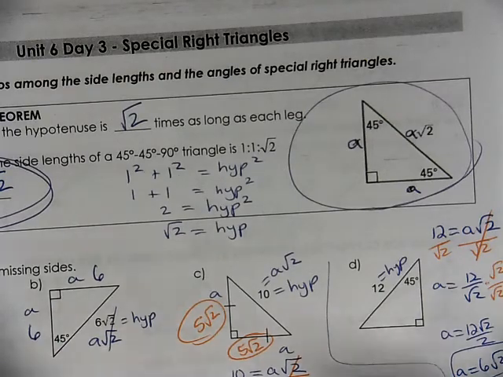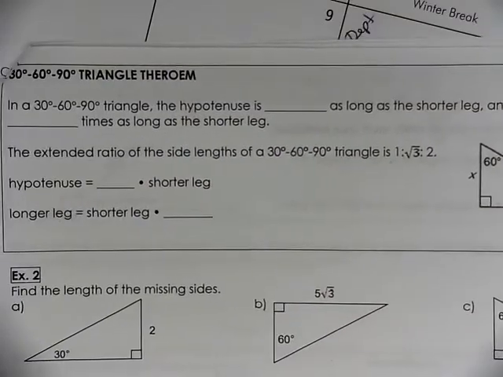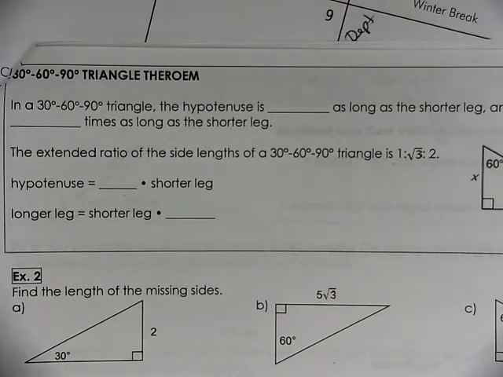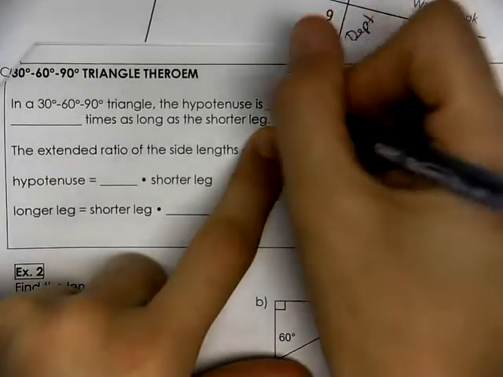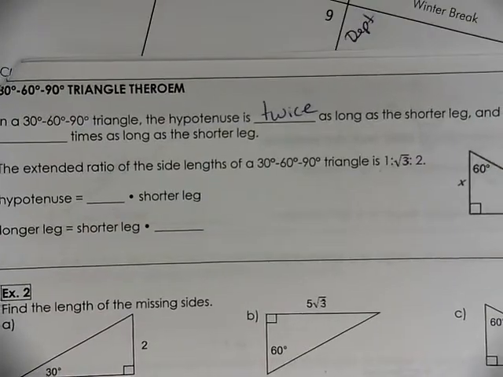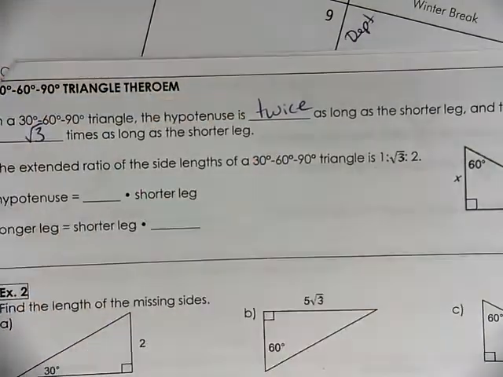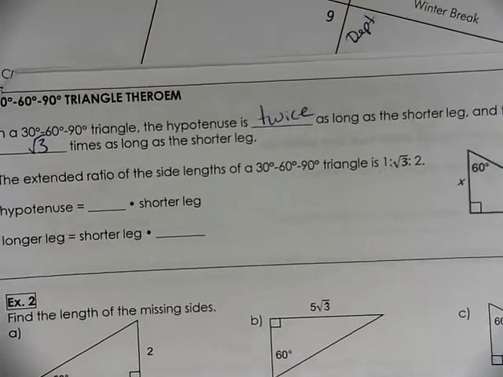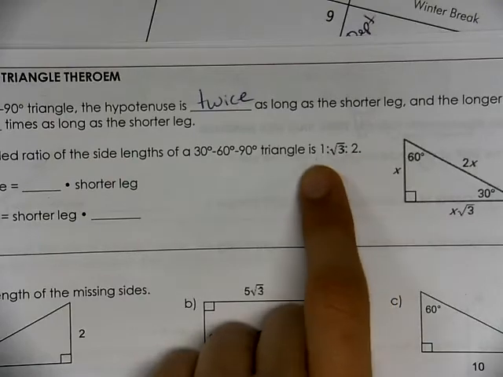Okay, the other one is a 30, 60, 90 triangle. This one's a little bit trickier because there's 3 different kinds of sides. So in a 30, 60, 90 triangle, the hypotenuse is twice as long as the shorter leg, and the longer leg is the square root of 3 times as long as the shorter leg. So the ratio here is 1 to square root of 3.